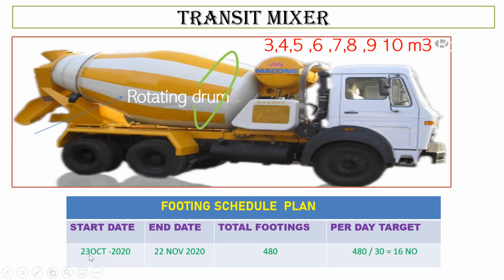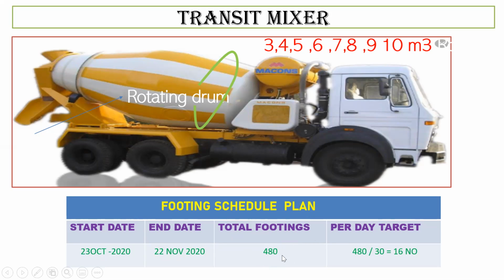Imagine on 23rd October 2020 you're going to start your footing casting, and on 22nd November 2020 you have to finish the casting of the footings. Imagine you're working on a very big project and you have 480 footings to be completed. What is the time duration that you have? You have only 1 month to finish it, right? You start on 23rd October and finish on 22nd November. So you have hardly 30 days and you have to cast 480 footings.